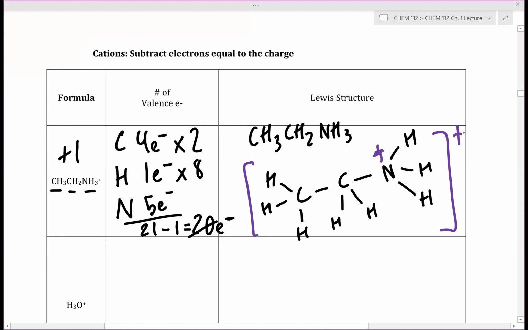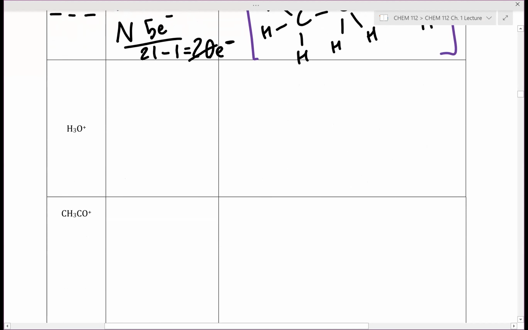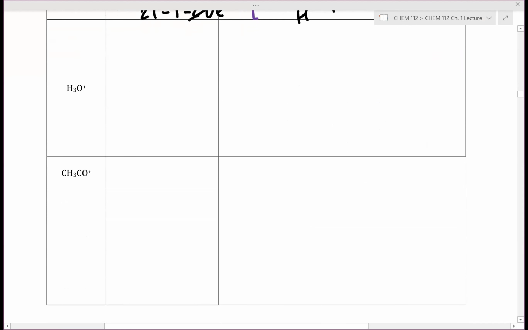Everyone comfortable doing a few examples on your own? Okay, so I'm going to let you loose on these next 2 examples. The first one is easy. The second one is slightly tricky. Okay.